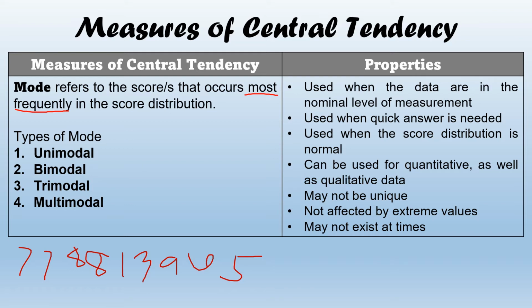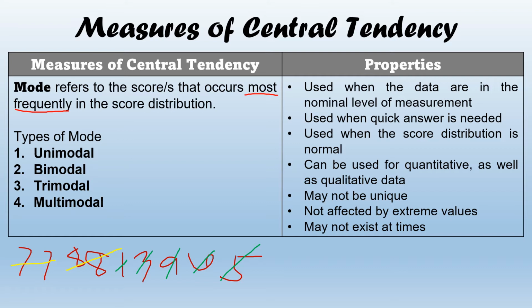So, ang sinabi dito sa definition, it refers to the scores that occur most frequently. And then, kung titingnan natin, yung 1 isa lang, yung 3 isa lang din, yung 9 isa lang din, yung 6, and then of course, yung 5 isa lang. Okay. Kung titingnan natin yung 7, parang dalawa ito lumabas, yung 7 natin. So we have 2 7s here. We also have 2 8s.